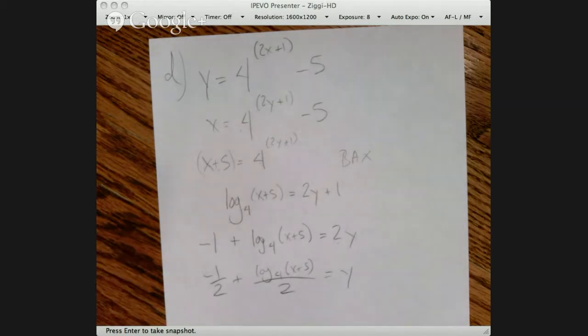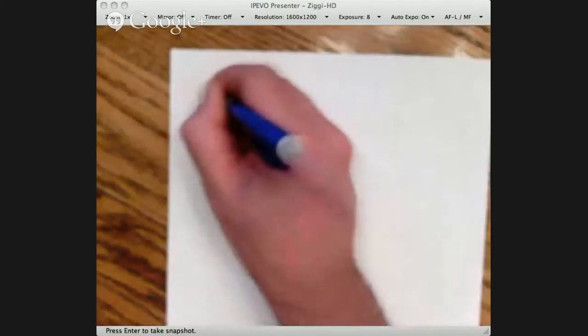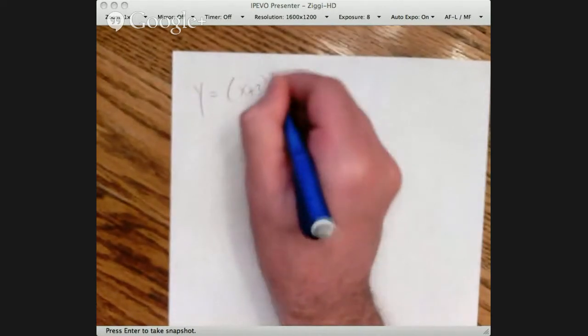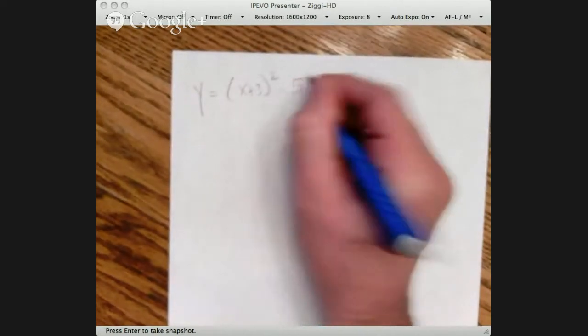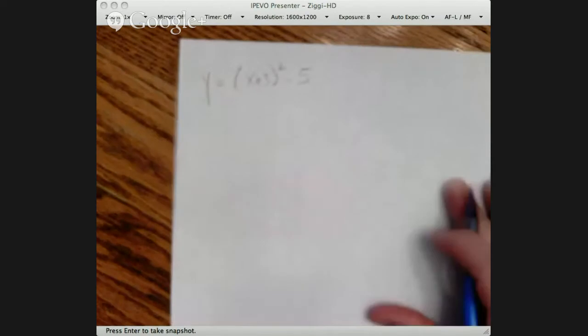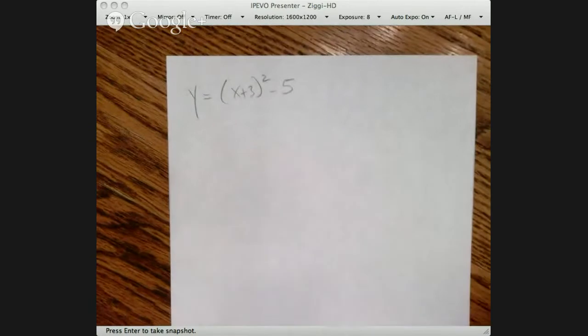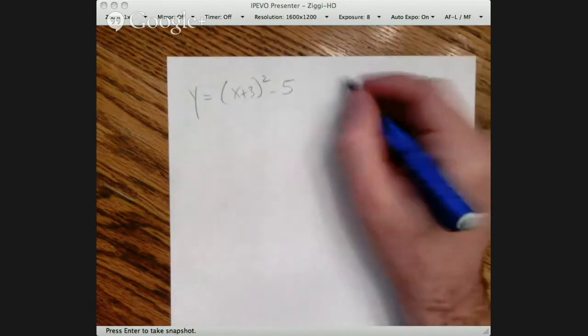Okay, so here's the way that I would approach a problem like 15, which I think is a very good one. Let's start off with just what it is. We've got y is equal to the quantity x plus 3 squared minus 5. Before I do anything, I would say, write a couple things about this function first.